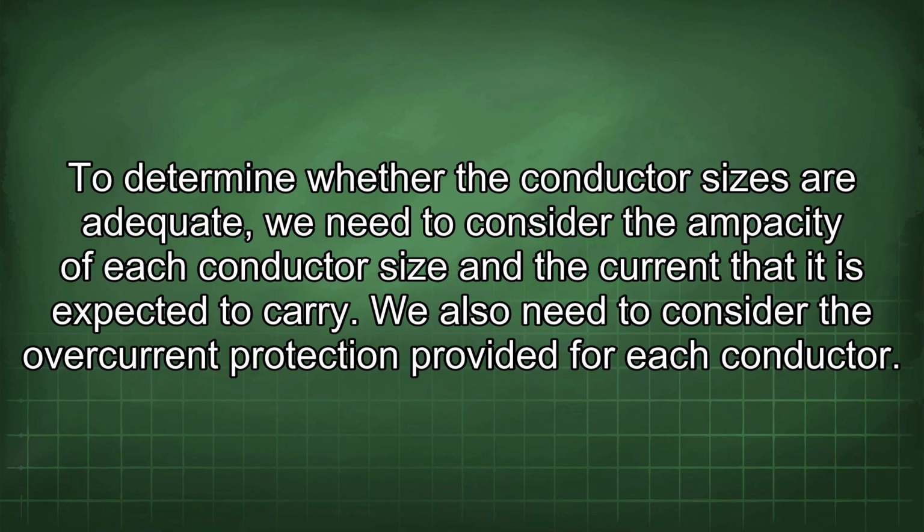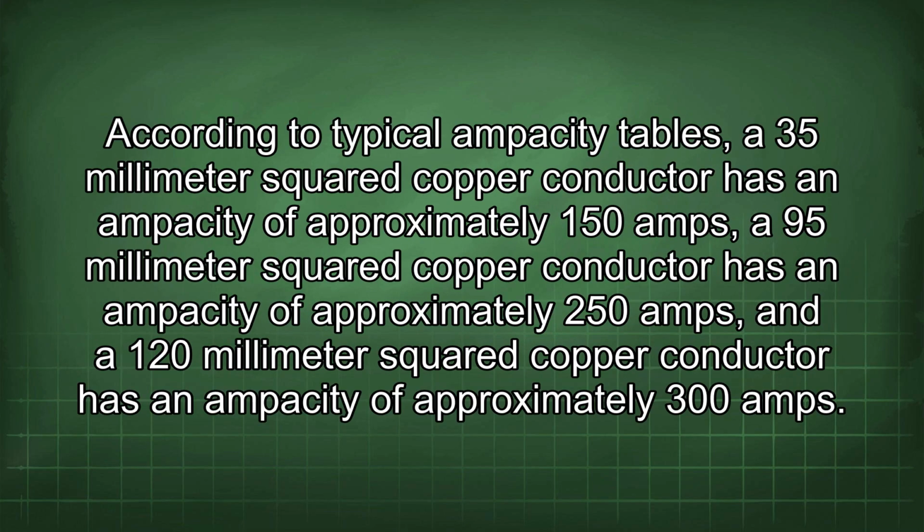To determine whether the conductor sizes are adequate, we need to consider the ampacity of each conductor size and the current that it is expected to carry. We also need to consider the overcurrent protection provided for each conductor. According to typical ampacity tables, a 35 mm squared copper conductor has an ampacity of approximately 150 amps. A 95 mm squared copper conductor has an ampacity of approximately 250 amps, and a 120 mm squared copper conductor has an ampacity of approximately 300 amps.